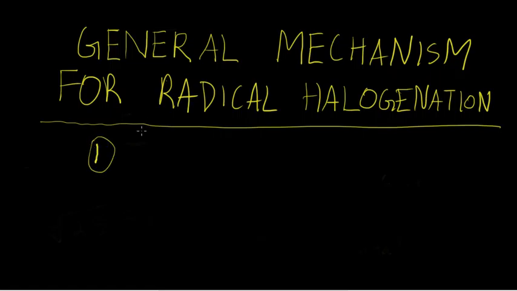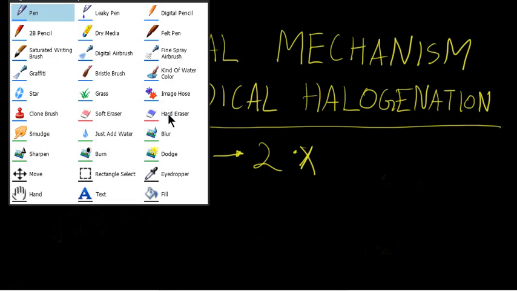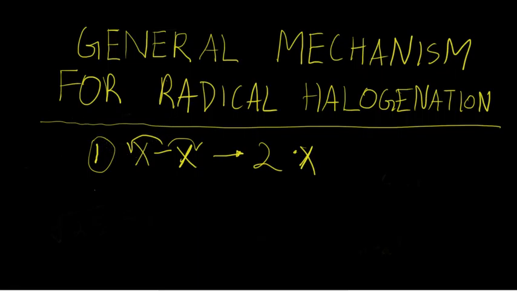So the general initiation step is: you have the halogen, which is basically denoted by an X. You have homolytic cleavage to form two halogen radicals. This is, I shouldn't say step one, I guess I should say this is the initiation step. Initiation, hopefully you can read that.